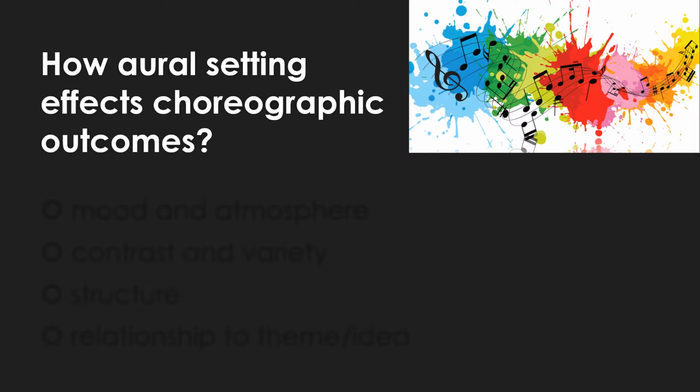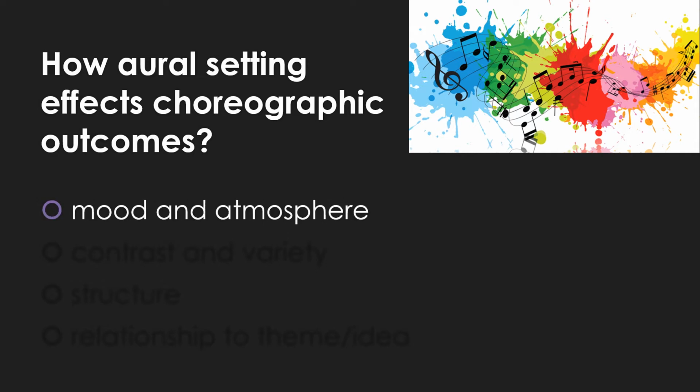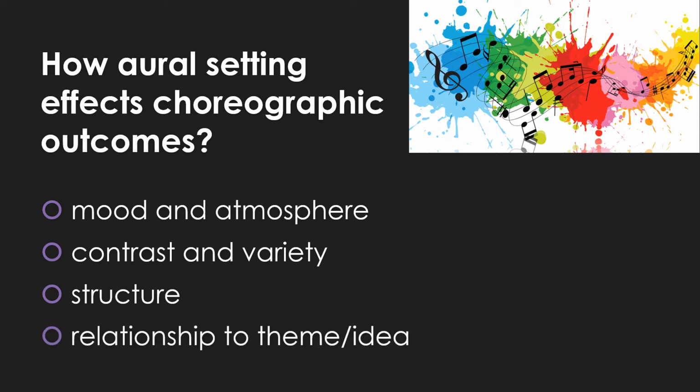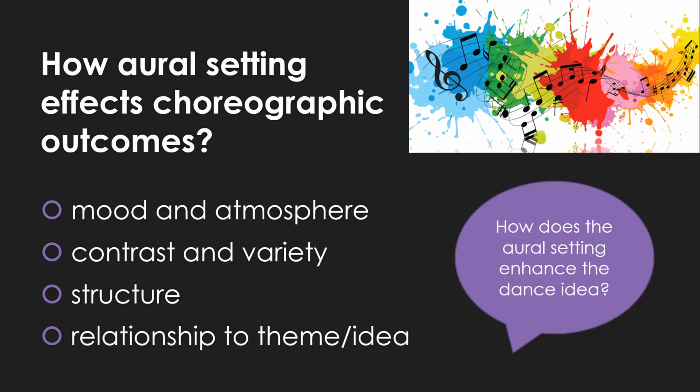Okay, how aural setting affects choreographic outcomes. So what does it add? What does it gain? So of course, aural setting can add to the mood and the atmosphere. It creates the mood and atmosphere. It can add contrast and variety to the overall performance. It could have a correlation with the structure. For example, E of E, where in each section there's a different aural setting, meaning that you can really see the different sections of the work. It might relate to the structure. And of course, it might add to the theme, idea, choreographic intention coming across.